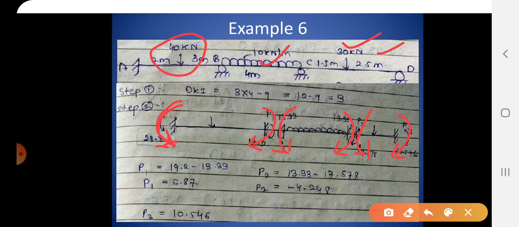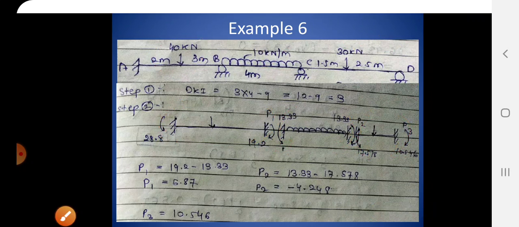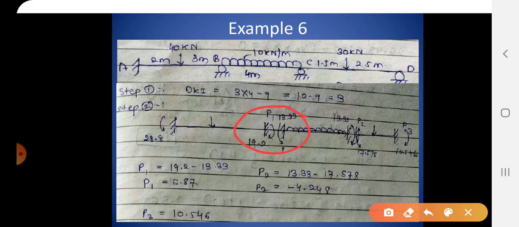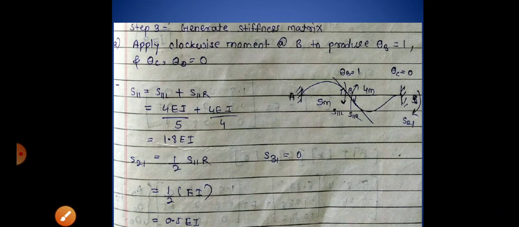So we have calculated all the fixed end moments, and we have already discussed that the algebraic sum of these two moments will be P1, the algebraic sum of the moments at C will be P2, and the moment value at D will be P3. In this way we have generated the P matrix.